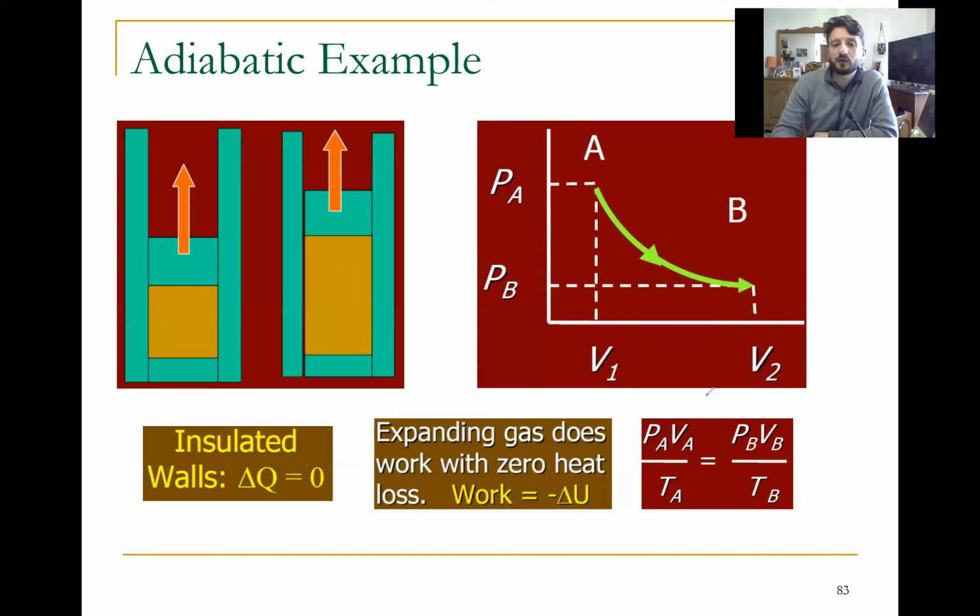You know, here we don't have any constant value of PVT. To get a relation between PVT, you know, n at the initial state equals n at the final state. So we can say n equals PA VA divided by TA equals the same n in the final state, PB VB divided by TB. The simple relation between them.